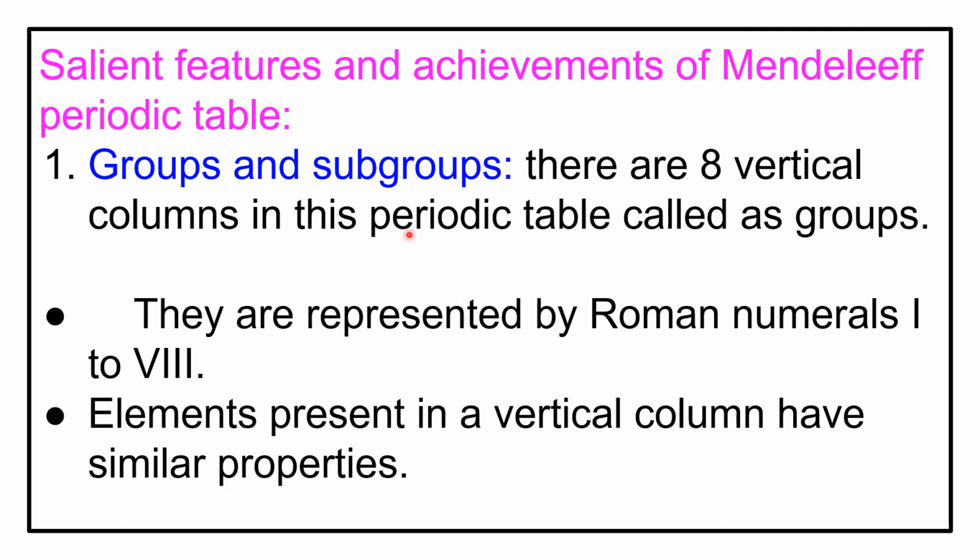There are 8 vertical columns in this periodic table called groups, and they are represented by Roman numerals 1 to 8. Elements present in a vertical column have similar properties. That is, all the elements present in the first group have similar properties, and the elements in the second group have similar properties. So in this way, all the elements in each vertical column have similar properties.